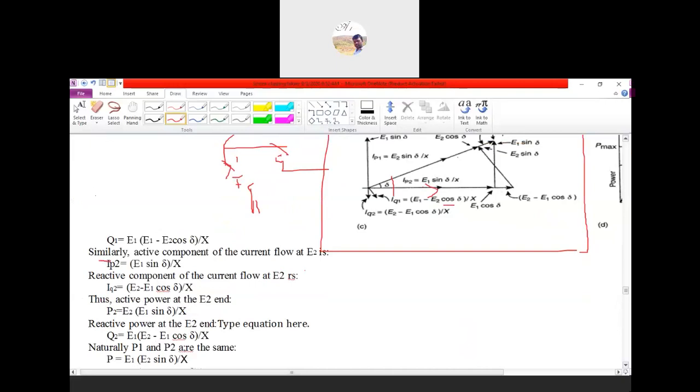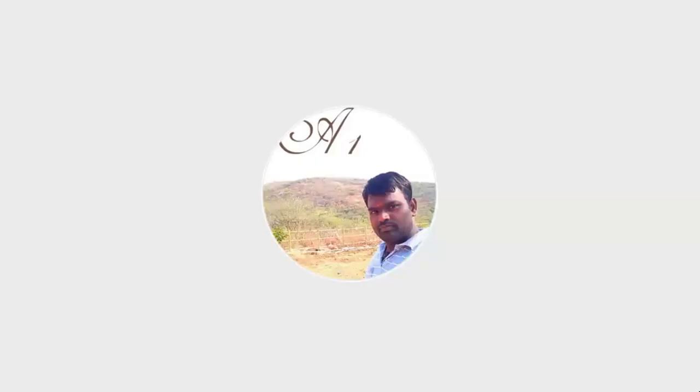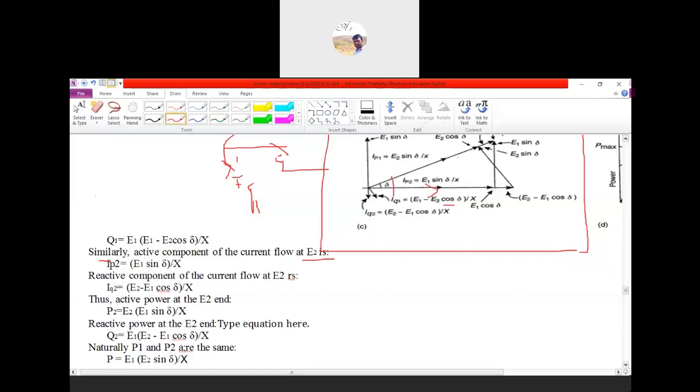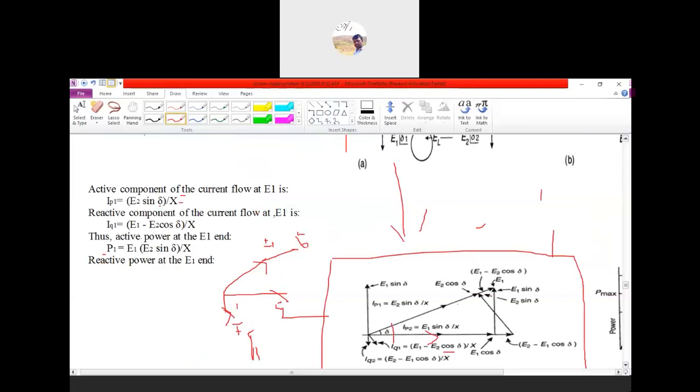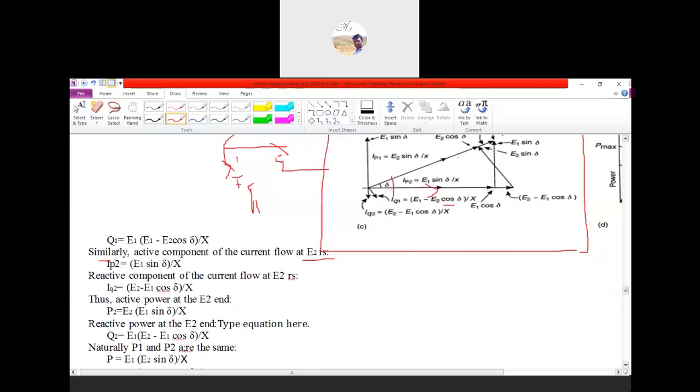Coming to this line, here we are considering this line, and in this line the amount of power is flowing. This is the line and this is the phasor equation.